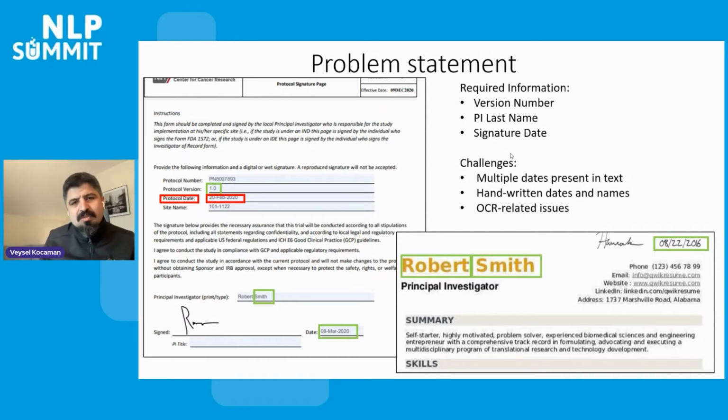Since there are multiple dates in the same documents, but there are some hierarchy and some rules defined by SMEs, we need to write all these rules, and then we need to find the keywords around the target entities. That's why we also train the model to detect these keywords as well.